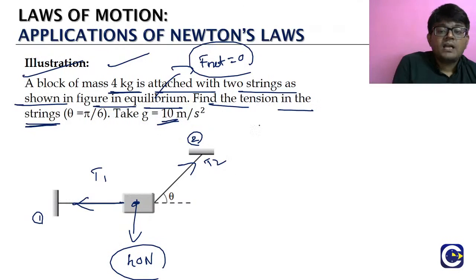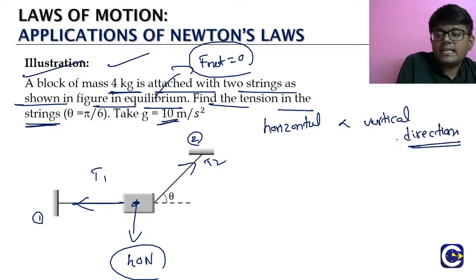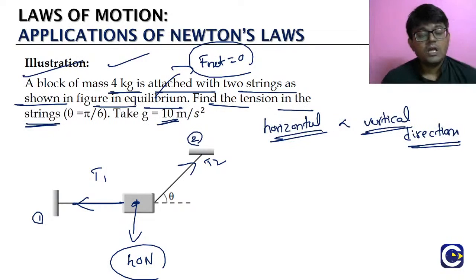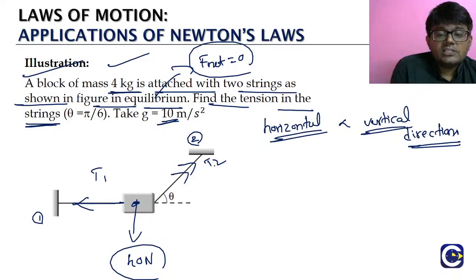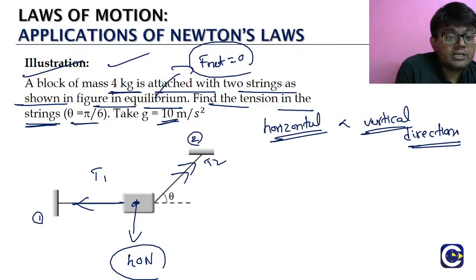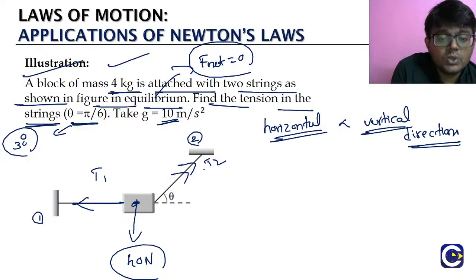இப்போ பாருங்க, we have to apply the balancing condition, right? இதுல என்ன தெரியுமா? We will choose horizontal and vertical directions. எந்தெந்த directionல நம்ம இந்த balanced equation apply பண்ண போறோம்? ஒன்னு horizontal, ரெண்டாவது vertical. இங்க பாருங்க, this tension T2 is inclined with how much angle with the horizontal? theta. Already theta கொடுத்திருக்காங்க. What is theta value? Pi by 6. Pi by 6 என்றால் what is it? 30 degrees.